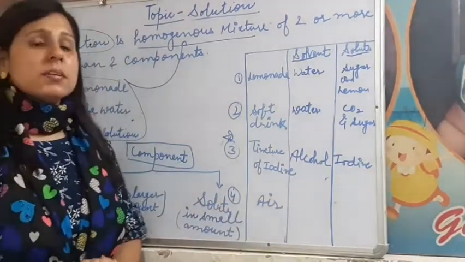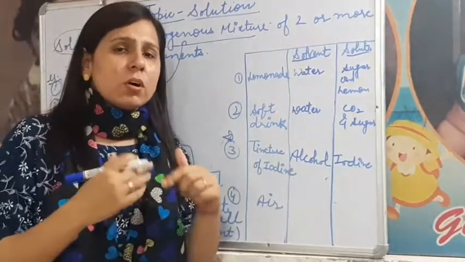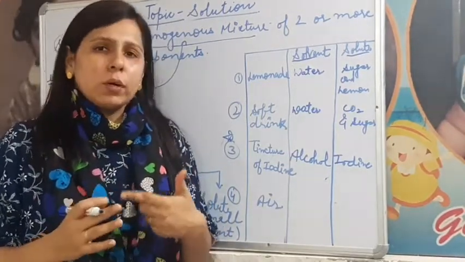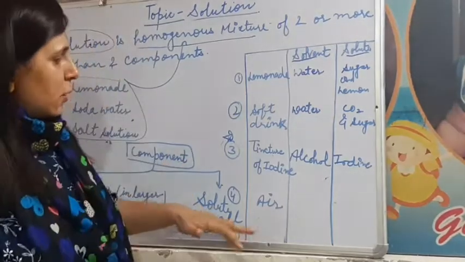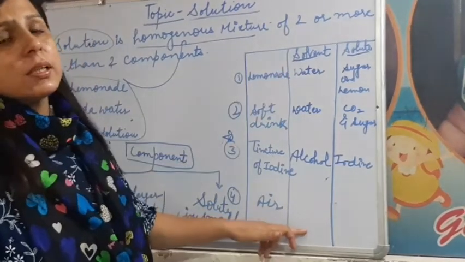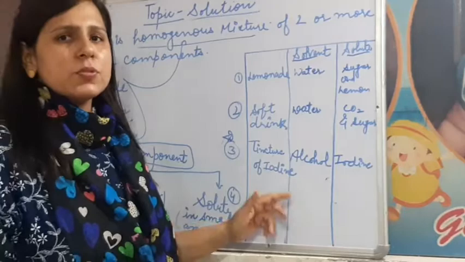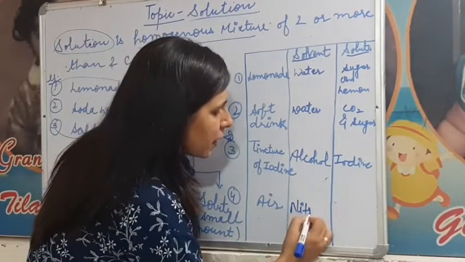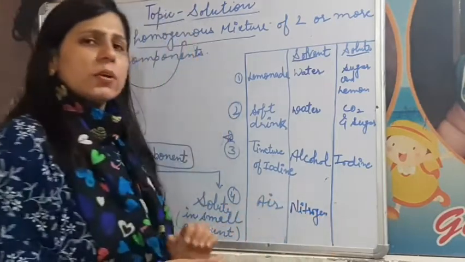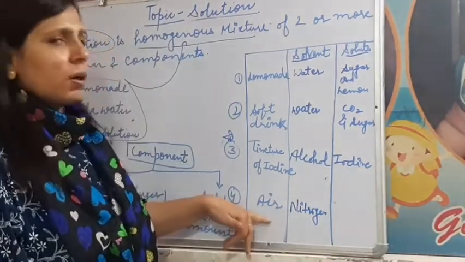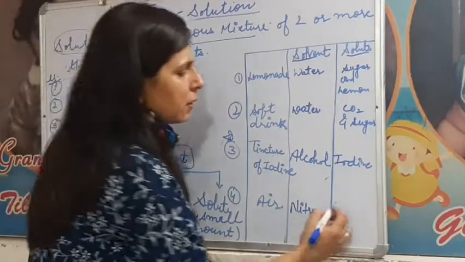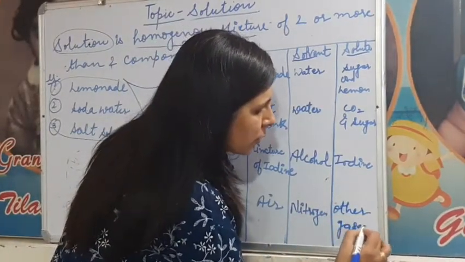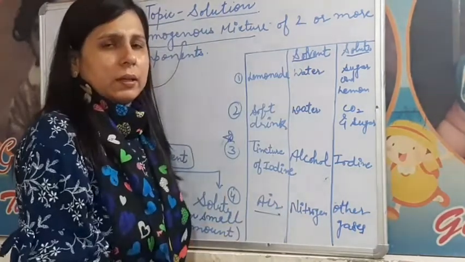Fourth one is air. Since you know that air is a homogeneous mixing of so many gases like nitrogen, oxygen, and water droplets or any other gases. So in air, the solvent will be that gas which is present in the maximum amount, that is nitrogen. So nitrogen will become the solvent in the case of air, and other gases will become solute in case of air.